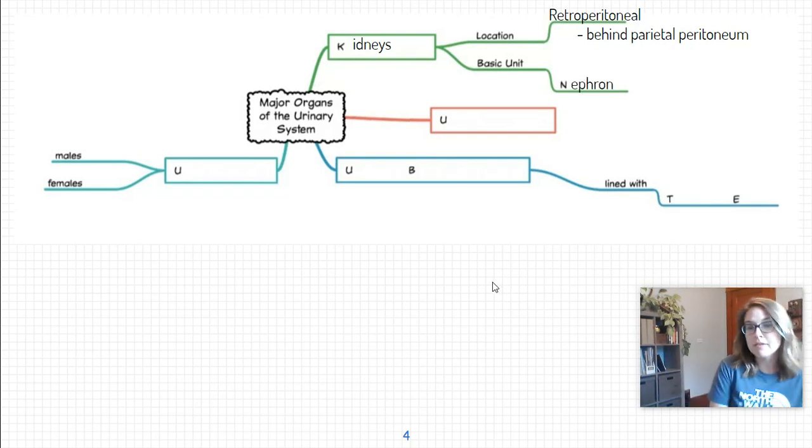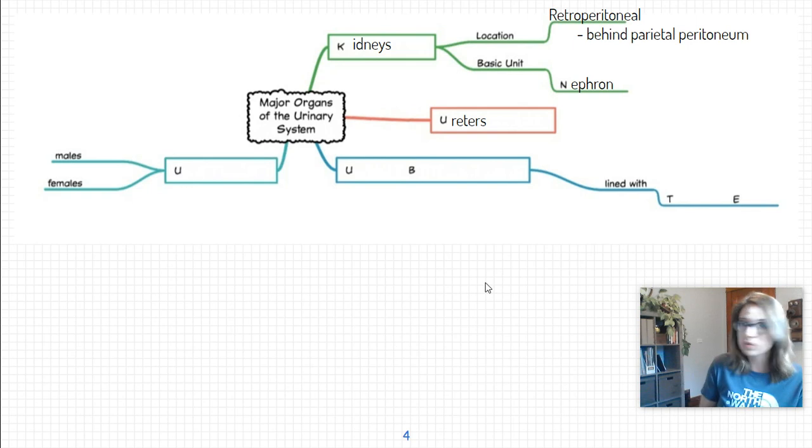is called the nephron. And we are going to talk a lot about the nephron when we talk about the structure of the kidneys. The nephron is really important in how we filter out the good from the bad. That's the whole function of our kidney, is to keep the good stuff in our bloodstream and get the waste products out, right? And so the nephron is super key, and we're going to talk a lot about that.